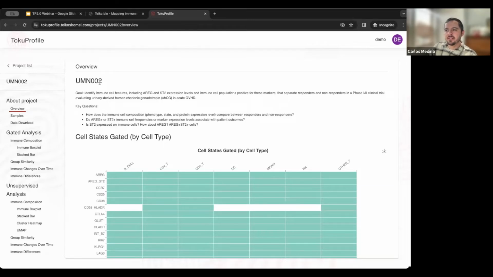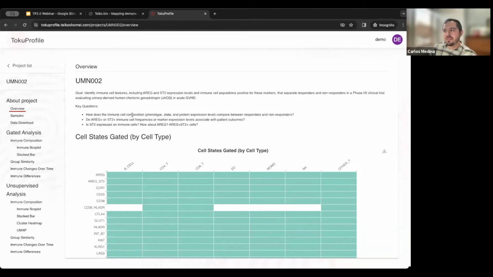So let's orient ourselves to the project that we're working on. The customer's goal was to identify immune cell features, including the expression of these 2 markers, AREG and ST2, on immune cell populations, and look for features that separate responders and non-responders in their phase 1/2 clinical trial, evaluating this treatment, UHCG, in acute graft versus host disease. They had 3 key questions. In this demo, we're going to go through the first 2 questions together.